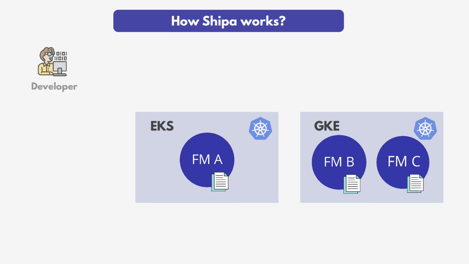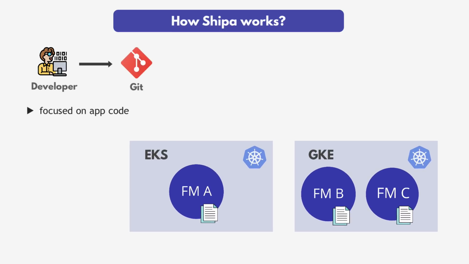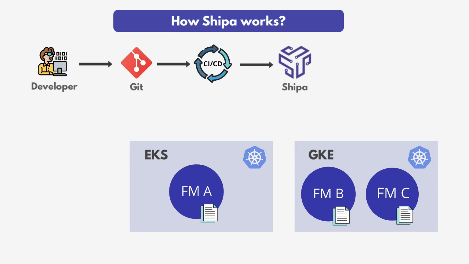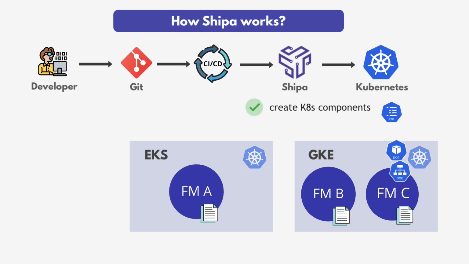So now, developers can simply push their code changes without worrying about any Kubernetes-related configurations. Then CI/CD pipeline will build the code and deliver it to one of the Shippa frameworks. And Shippa framework, which is already pre-configured by the admins with all the appropriate settings and rules, will check the permissions, do security scan, assign resources to the application, and automatically create all the needed Kubernetes components in the cluster.